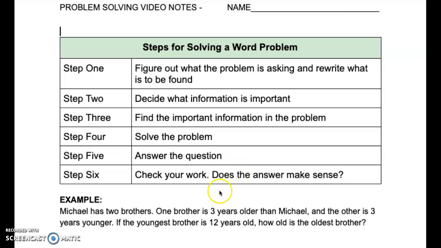And then step 6, and this is one that people forget a lot, it's really important, is to check your work. Check your work. Check your work. Should I say it one more time? Check your work. Does the answer make sense?